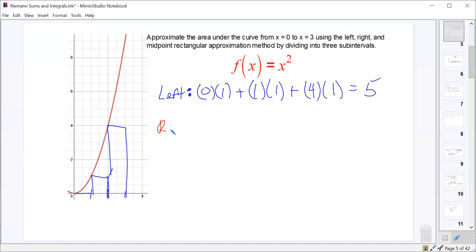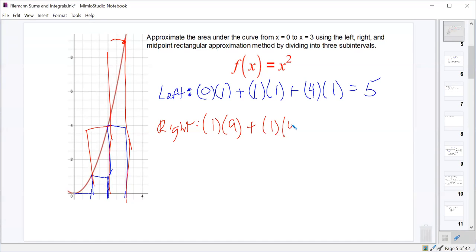If we were to do a right approximation, first one should start all the way up here at 9, and we should get this nice rectangle here, which has a width of 1 and a height of 9. And then the next one should be a width of 1 and a height of 4. And the next one should be a width of 1 and a height of 1. Giving us a total of 14. Good or no?